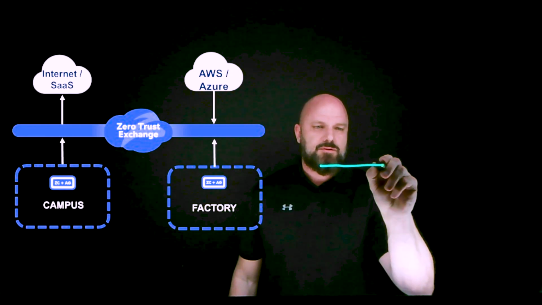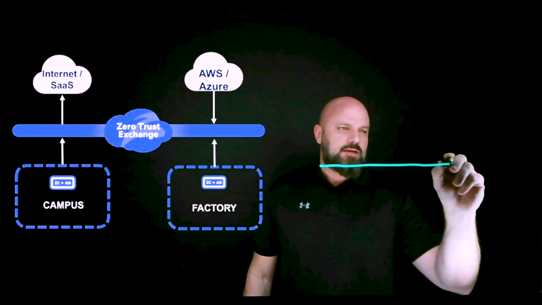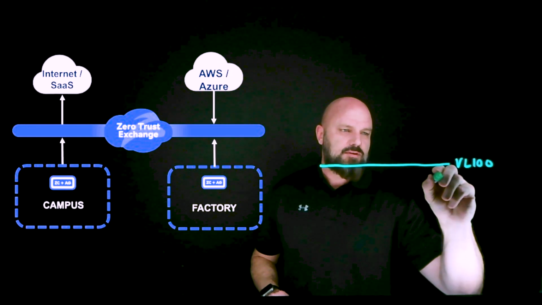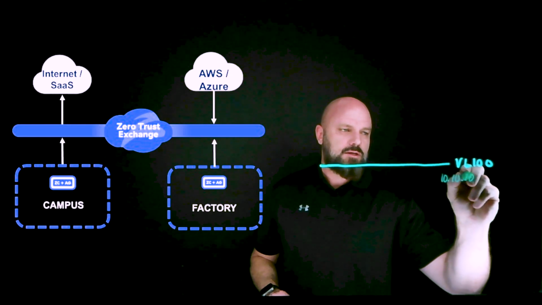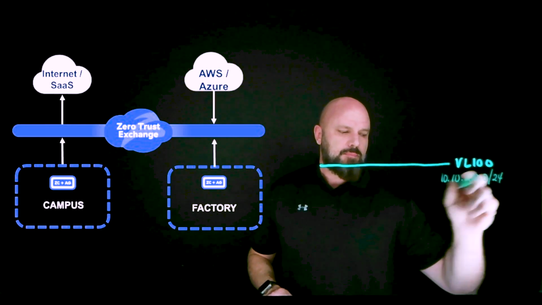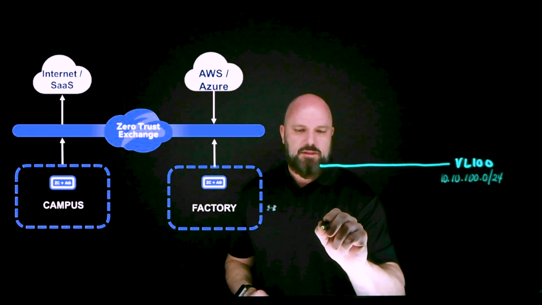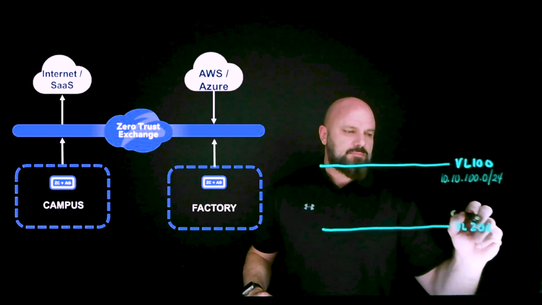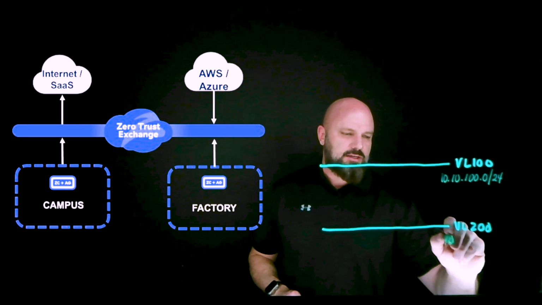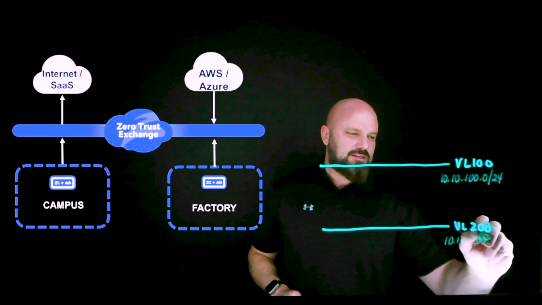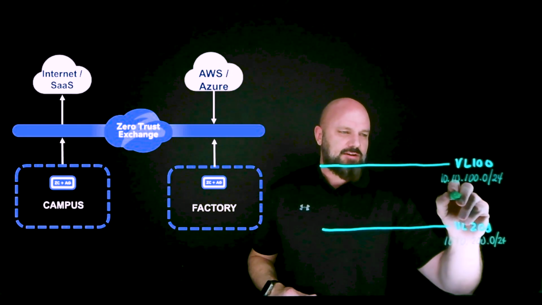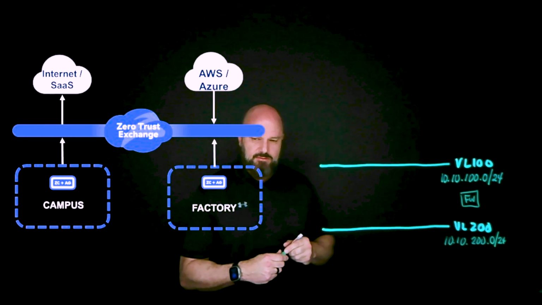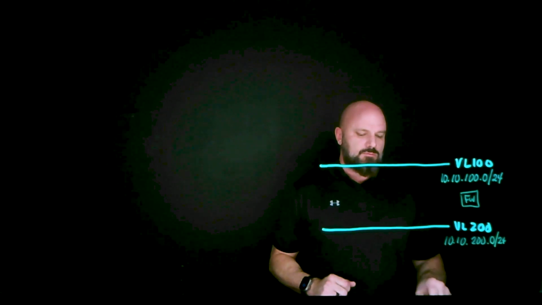So first and foremost, we have the factory, we have VLAN 100, and on VLAN 100 maybe it's an IP address scheme of 10.10.100.0/24. Then, of course, you have multiple VLANs at the factory. So you also have VLAN 200, and surprise, surprise, it's 10.10.200.0/24. And perhaps you have a firewall here to do some of that north to south segmentation within the factory. Let's wipe that away and get some more room to draw.